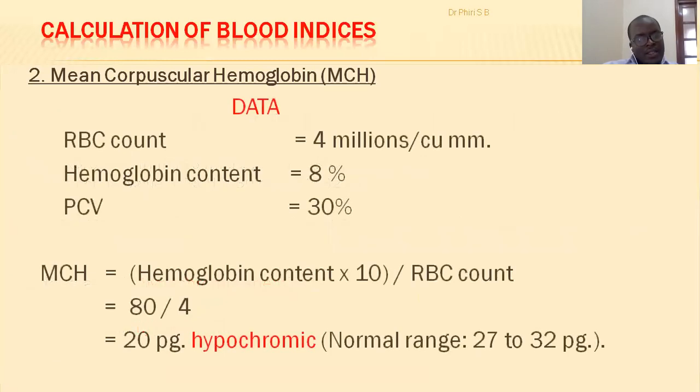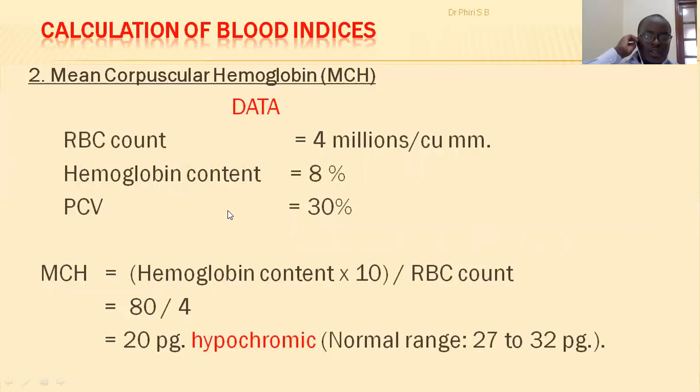How do you calculate the mean corpuscular hemoglobin? So MCH, the data that we are given: red blood cell count 4 million red blood cells per microliter of blood, hemoglobin content 8% or 8 grams per deciliter, then the packed cell volume or the hematocrit 30%.